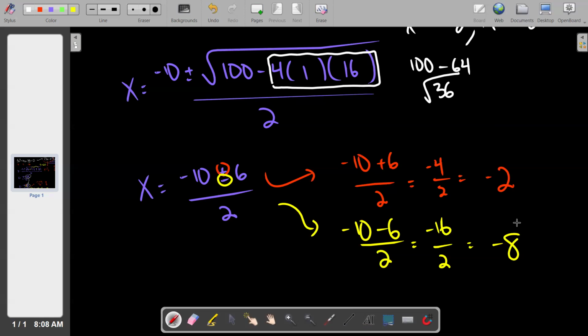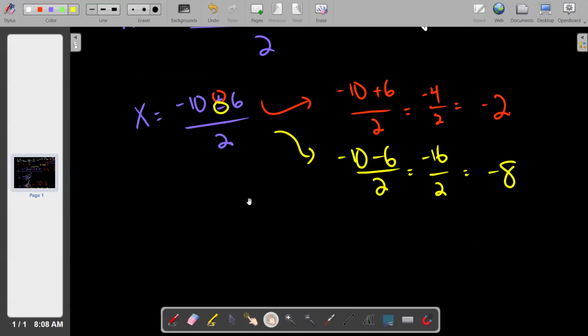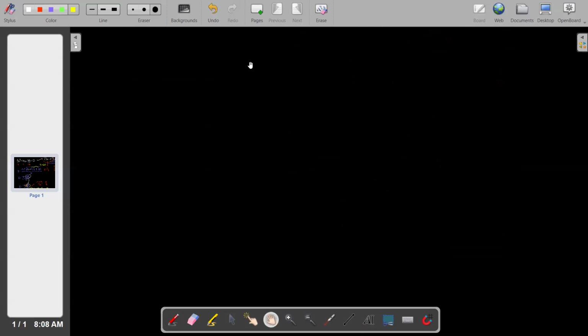So again, moral of the story, quadratic formula just always works. It's never, ever up for debate. Should you use it every time? I don't know. It's up to you, I guess. Let's do this one.